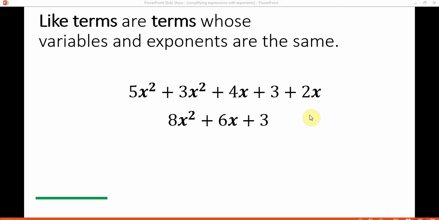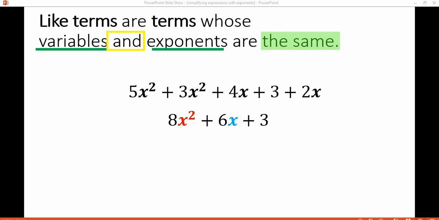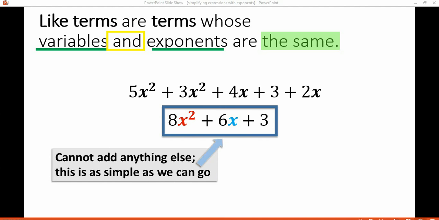Now from here, I know that like terms are terms whose variables and also exponents are the same. Here, I have 8x squared plus 6x plus 3. Even though I have x in both of those, I have the same variables, I also have to have the exponents on those variables the same. So, here I have a 2 on my x squared. Here I have x to the invisible first power. My exponents are not the same here, so right here is as simple as we can go. We can't add anything else as our final answer.